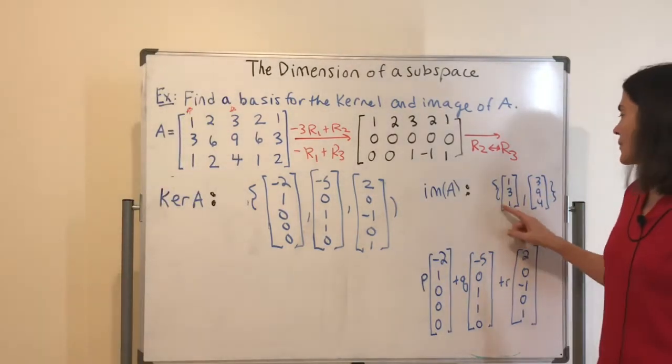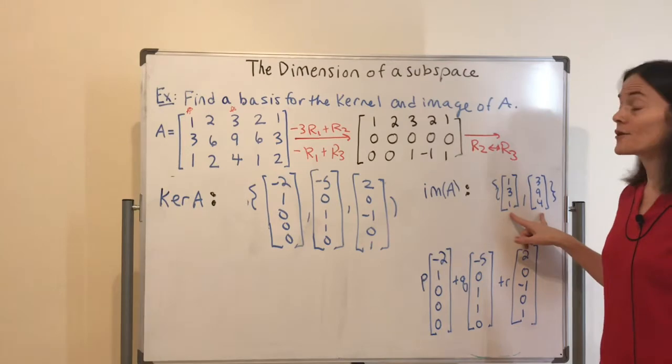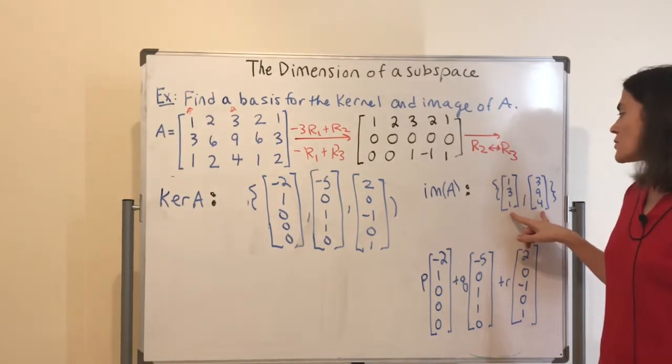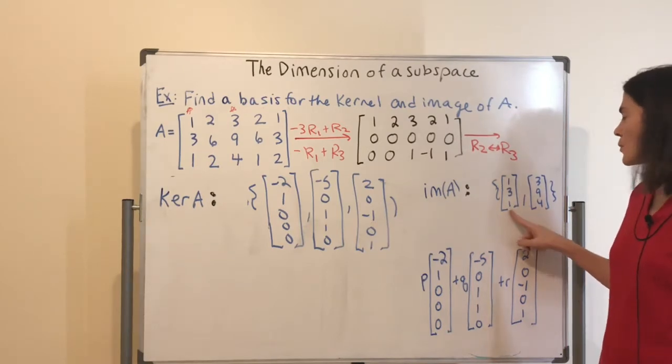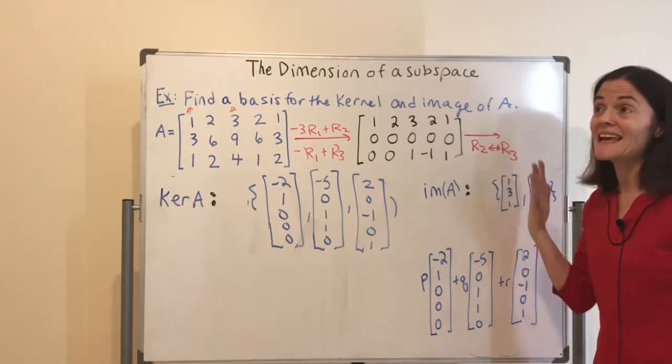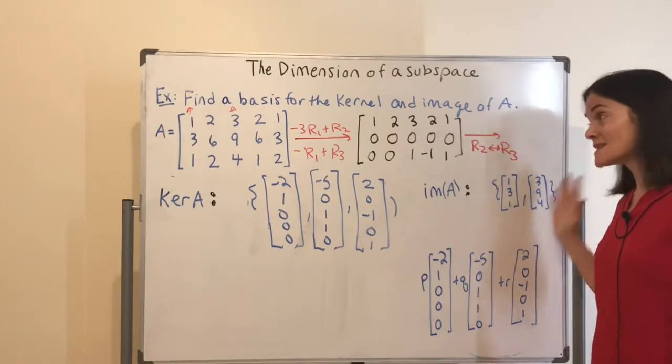In this example, how do we see these 2 are linearly independent? Well, it's only 2 vectors. Neither of them is 0. This vector is not a multiple of this vector. They're linearly independent. How do we know that they span?